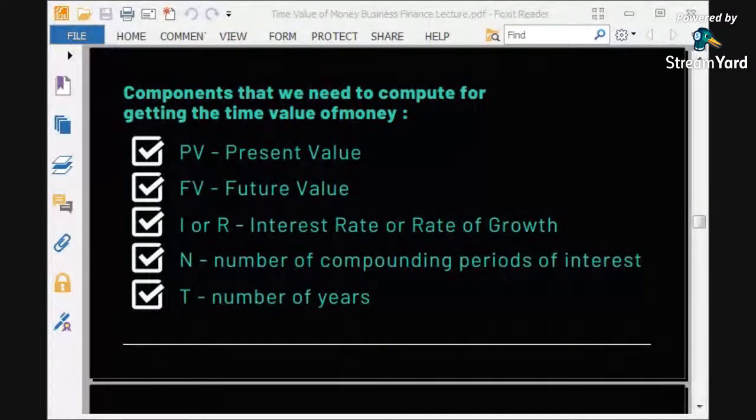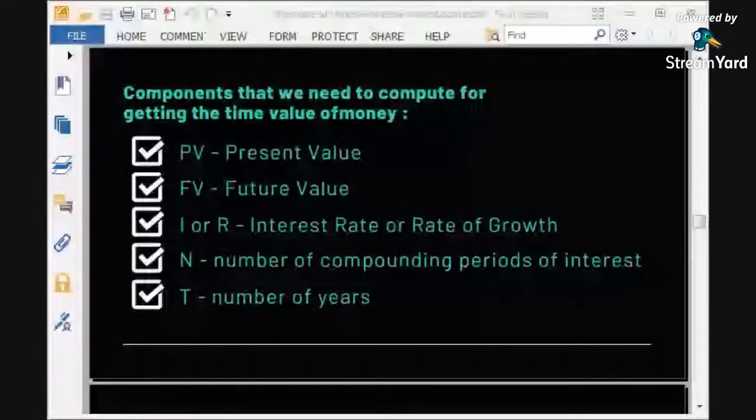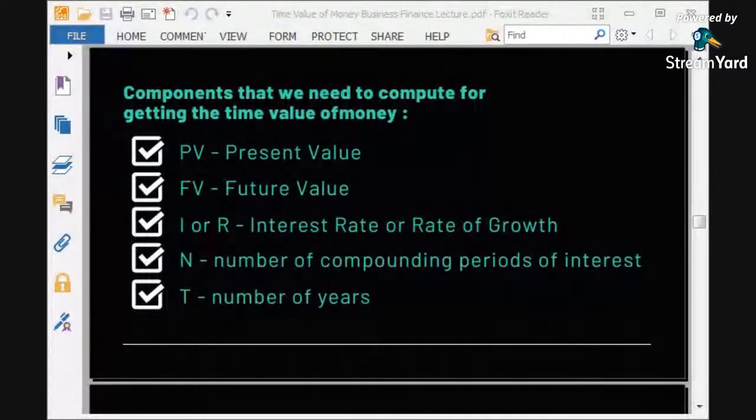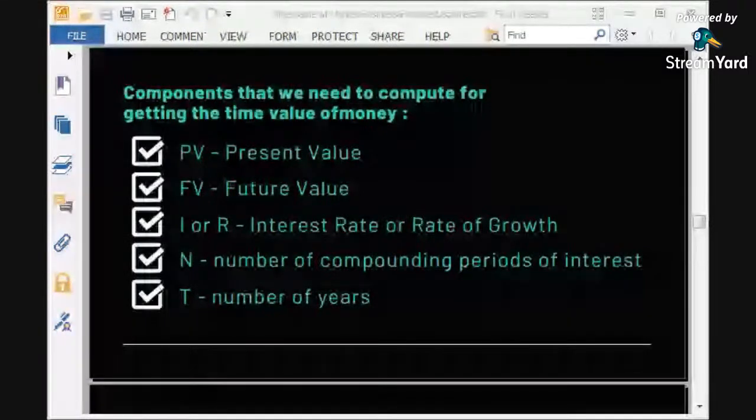Siguro on the problem-solving activities of time value of money na ipapagawa ko sa inyo, I will give situations na it's more on how we can use the time value of money for our personal money concerns para we can also apply it in real life. Okay? Kasi basically, this time value of money is a useful tool in helping you understand the worth of money in relation to time.